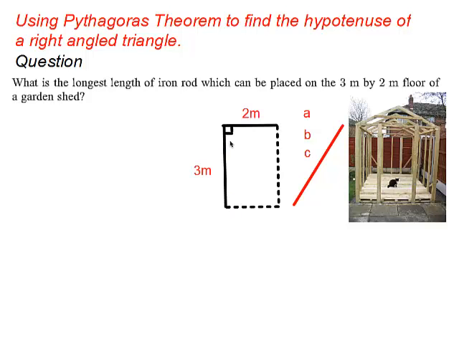Here it is, 3 metres by 2 metres, this outside of the shed. Now I've only done half of the diagram really, because that's all that we need. The longest rod then that'll be able to be placed in there is this one, which would fit diagonally like so.